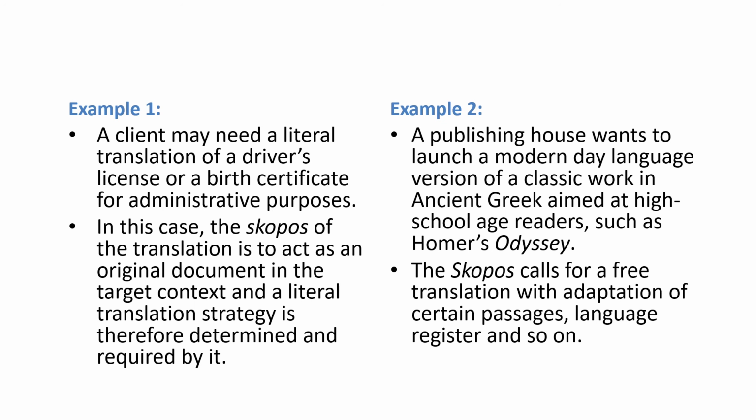Look at example 2. A publishing house wants to launch a modern-day language version of a classic such as the Odyssey for modern readers. But these readers are high school age readers. So what needs do these high school age readers have? The skopos perhaps calls for almost an adaptation of the source text in certain passages. We change the language register. We make the original work accessible in its translated form. So as you can see, different skopoi, or different intended functions, would call for different translation strategies.